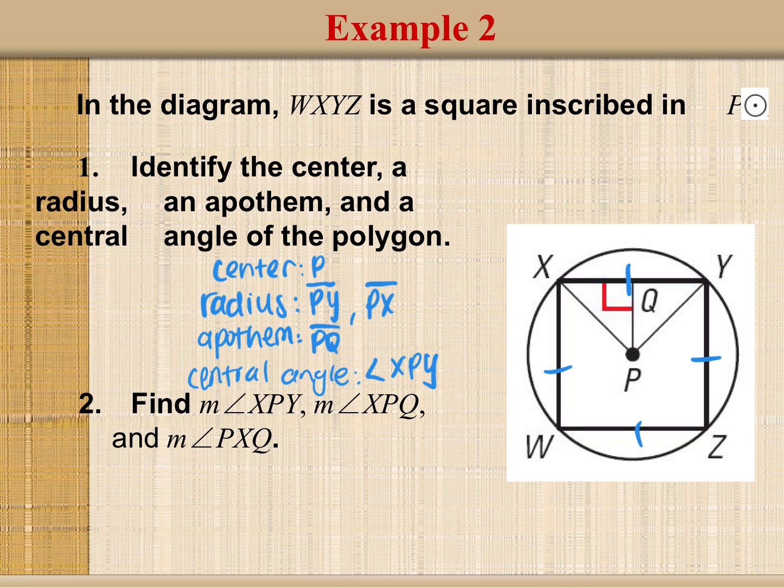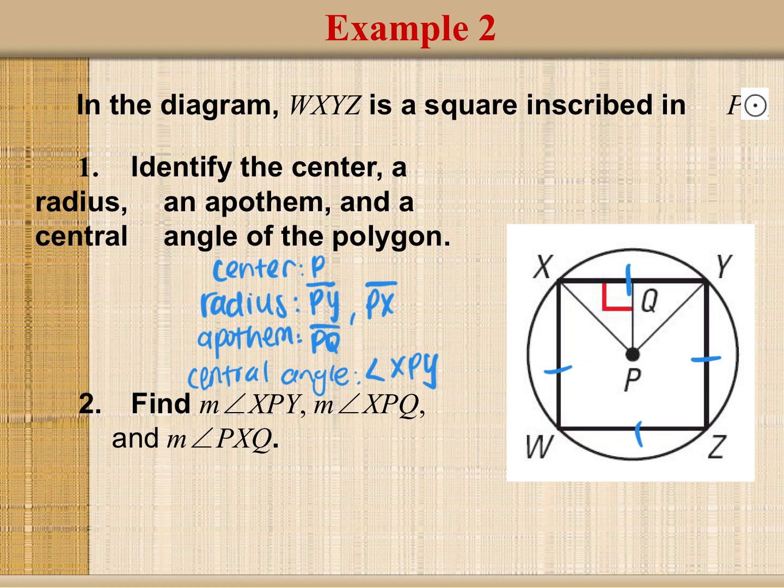Is XPQ a central angle? No, because it used the apothem. Remember, central angles are formed by two what? Not apothems. Two radii. Very good, Cody. Okay? They're formed by two radii. Yes, but also you have to use two radii. Okay? Q is part of the apothem. Do you see the difference? Cool beans.